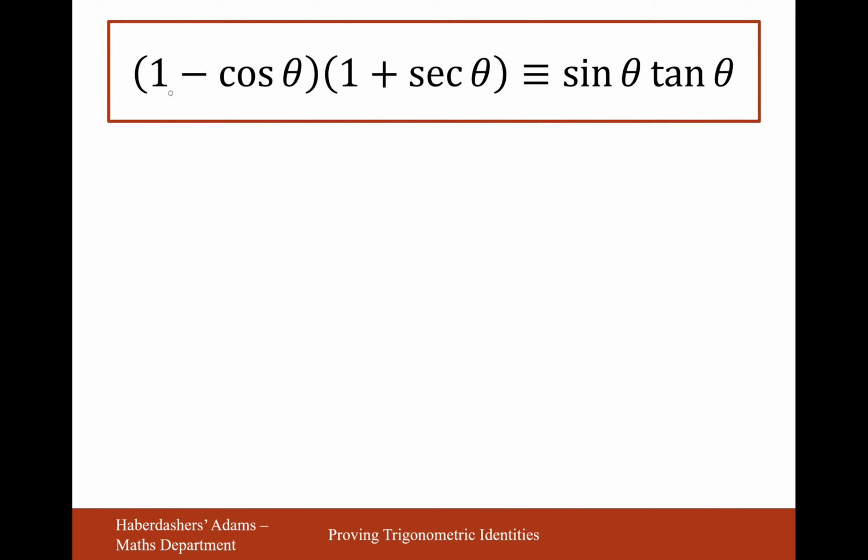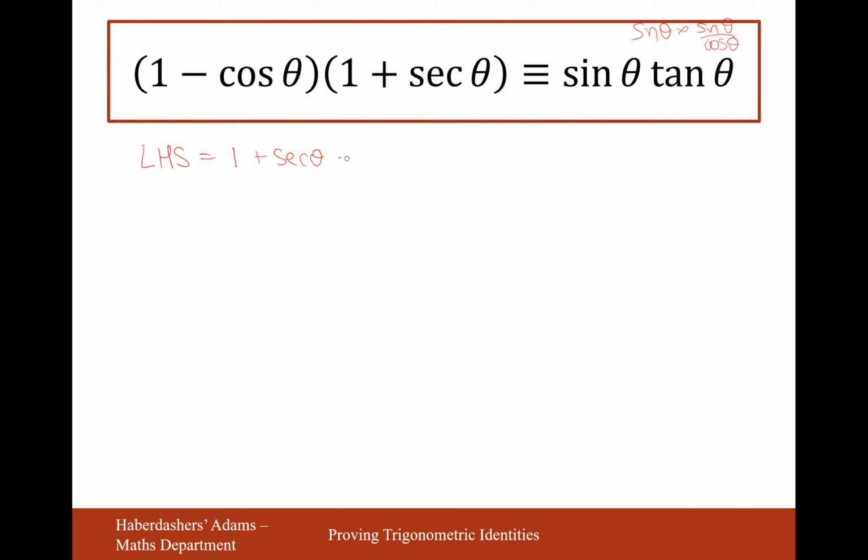Okay, so we've got here 1 minus cos theta bracket 1 plus sec theta, and this is equal to sine theta tan theta. Let's just have a think about what the right hand side is, because I'm going to start on the left. It's going to be sine theta times sine over cos. So I'm expecting to get sine squared over cos. Let's have a go at it and let's see what we get. So start with the left hand side. And we're going to start by expanding the brackets. So we're going to get 1 plus sec theta.